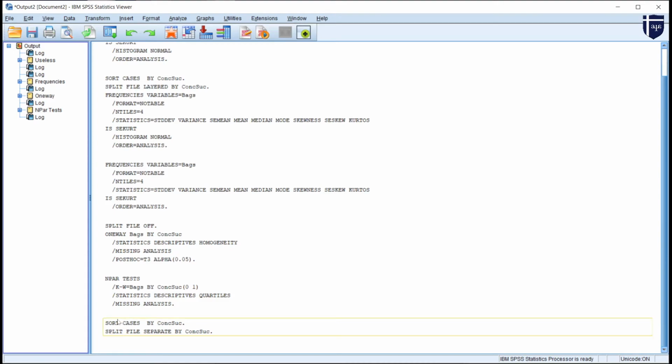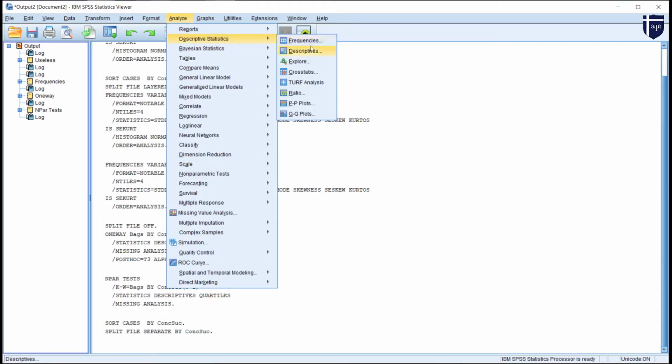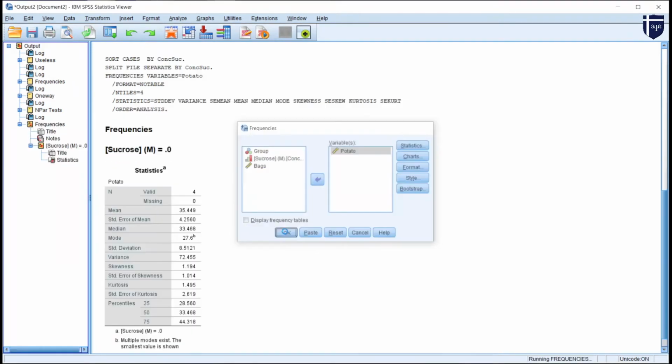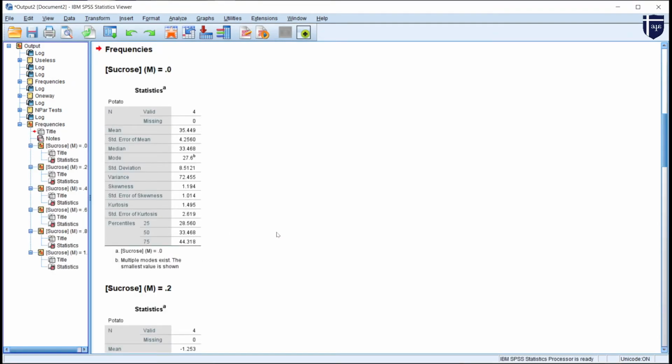So it's now split the file. Cool. Analyze, descriptive statistics, frequencies, but this time we're not going to do bags. We're going to do potato. Beautiful. Okay. All right, so what we're looking for is violation of rule number 1. It has to be greater than -2 or less than +2.